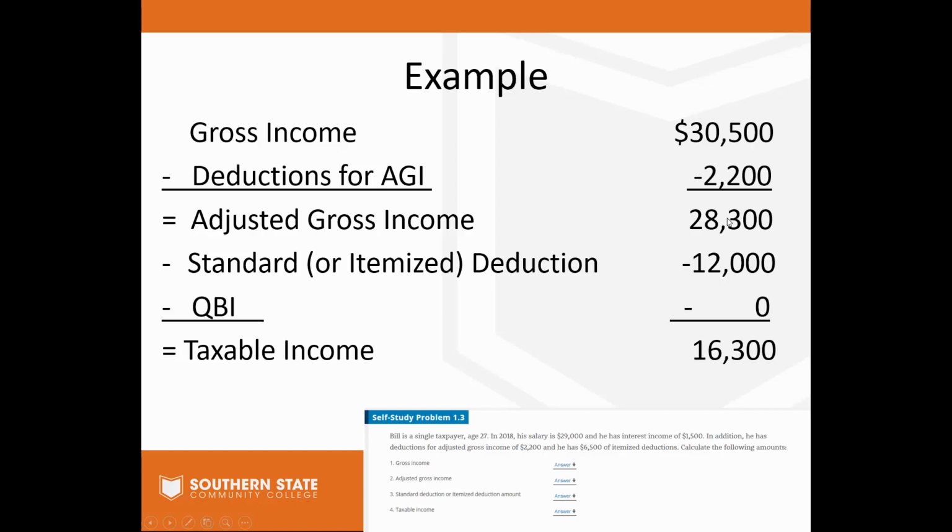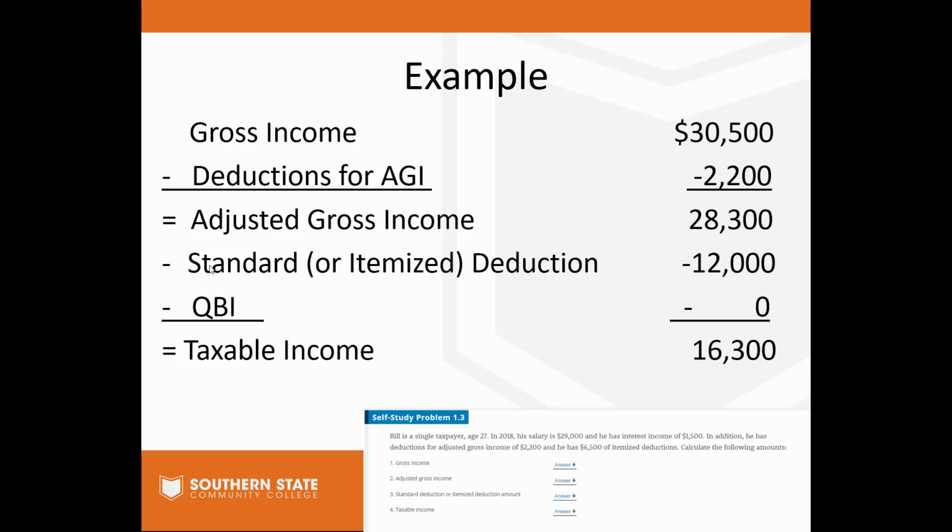Again, that number is important because a lot of the phase outs we'll talk about later on are going to be based on that number right there. Now we get to pick the bigger of the two, standard or itemized deduction. Even though he had $6,500 in itemized deductions, we're not going to claim those. We're going to take the standard because it's worth more.